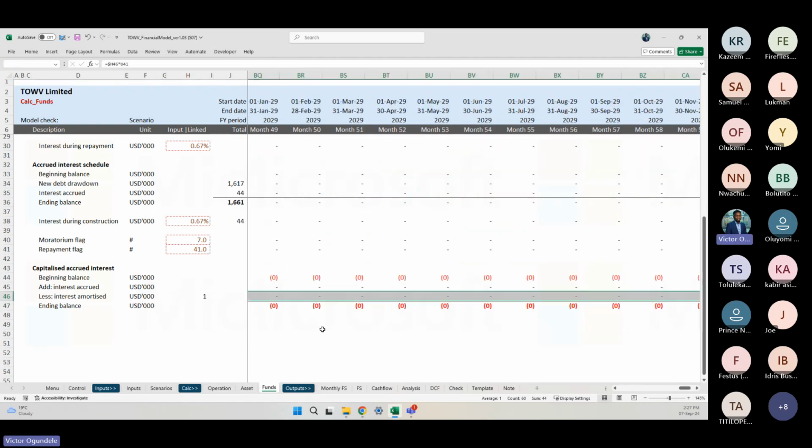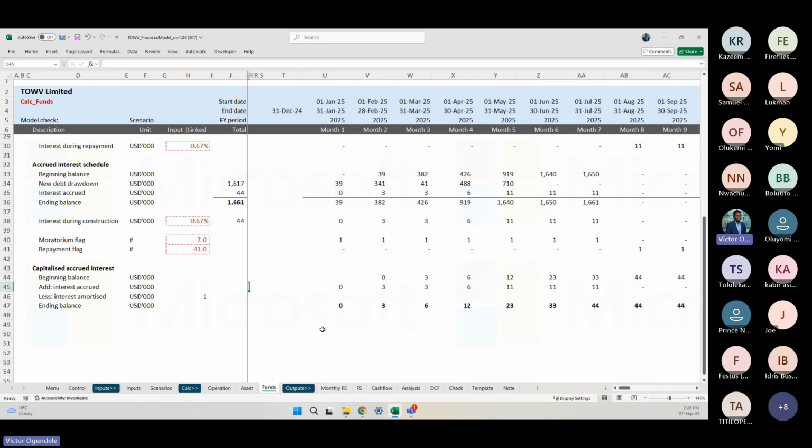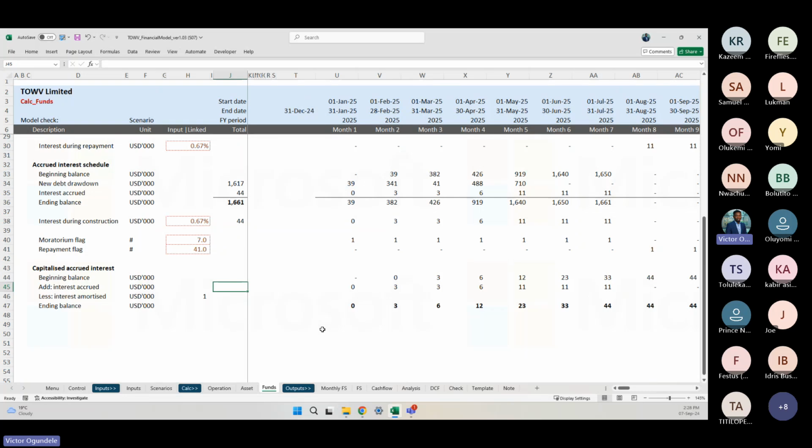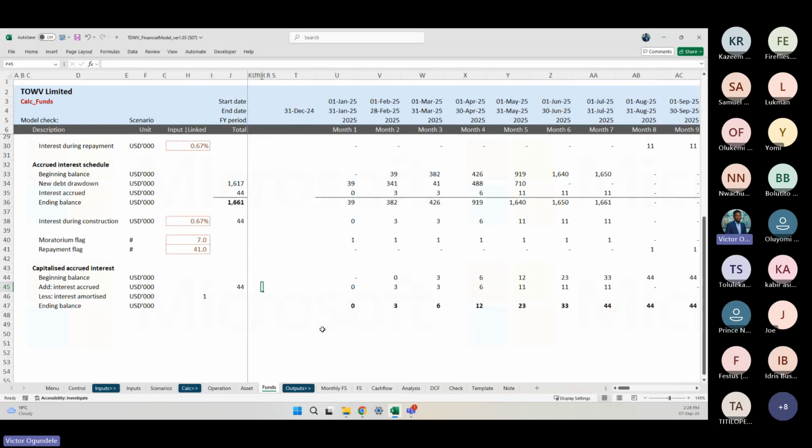Let me do it again. The set beginning balance, your interest accrued. So make sure you link it to the completed one. So you can also do the summation. The summation by the total column. And under the amortized, so you should just do equal to the total interest accrued, then divided by what? Divided by my repayment flag, which is 41 month, enter.